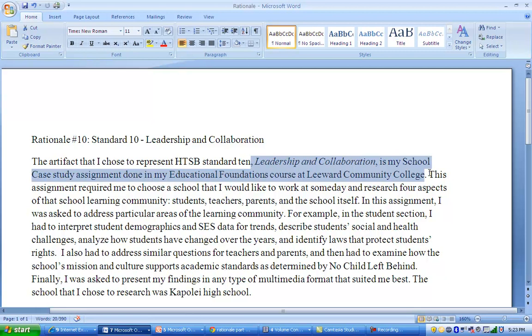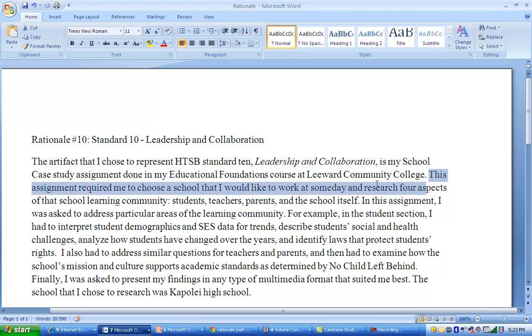For example, the next sentence says, this assignment required me to choose a school that I'd like to work at someday and research 4 aspects of that school's learning community: students, teachers, parents, and the school itself. So I've now talked about what I was actually doing in the assignment as part of the requirement. And in this assignment, I was asked to address particular areas of the learning community. Now, we could easily just stop there, but that doesn't give us enough specific information about what was actually done in those particular areas. So it's always good to have a specific example to illustrate what you're saying.